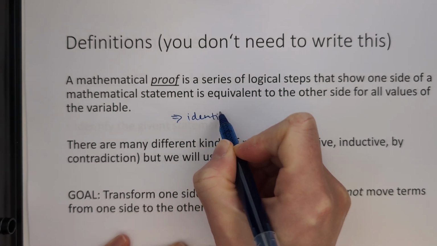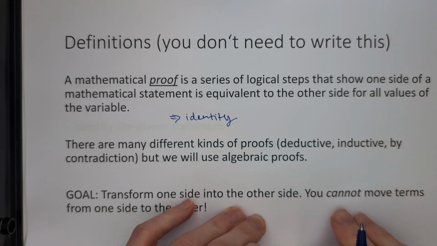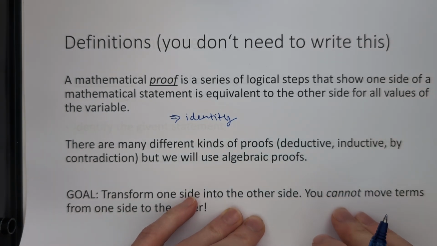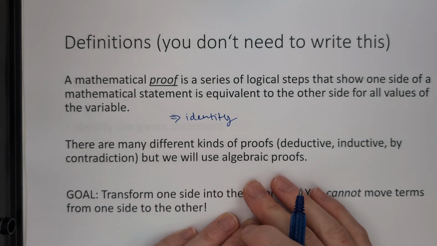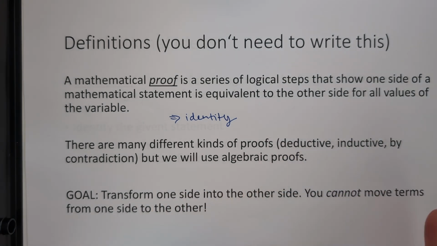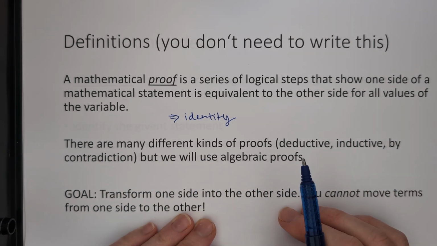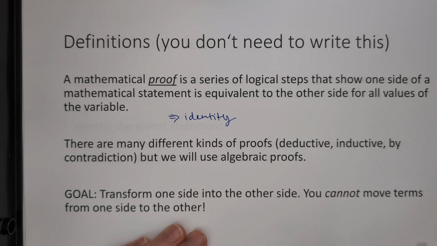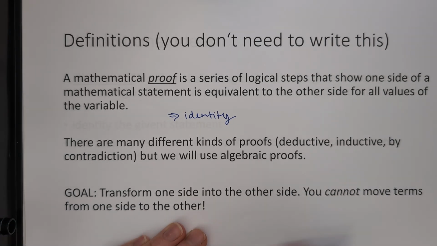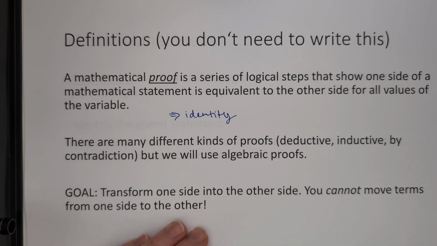Cognity kind of emphasizes this more than you might see it in other places, but it is important to pick up here. There are different kinds of proofs: deductive, inductive, by contradiction. Today we're going to look at algebraic proofs, deductive ones, left-hand side, right-hand side, and in the next days we'll look at contradiction, counterexample, and induction. So for now, we're going to just try to transform one side into the other side. You can't move terms from one side to the other and undo things. The logical order is very important in this case.